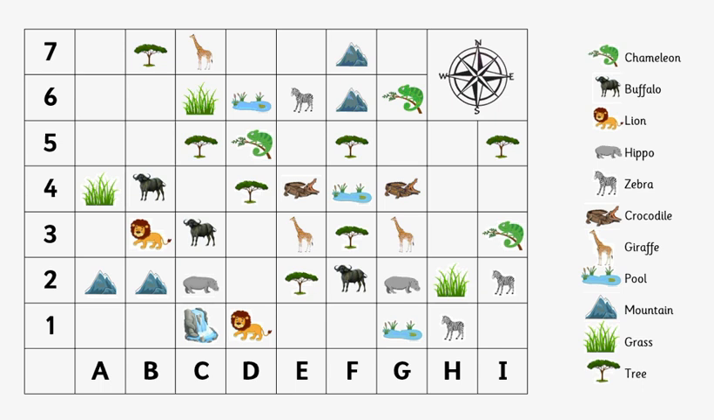So we start facing north, make a half turn anti-clockwise and go forward 1 space. One more time, start facing north, make a half turn anti-clockwise and go forward 1 space. Which animal have you landed on?